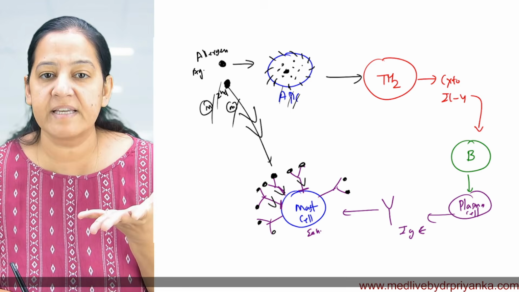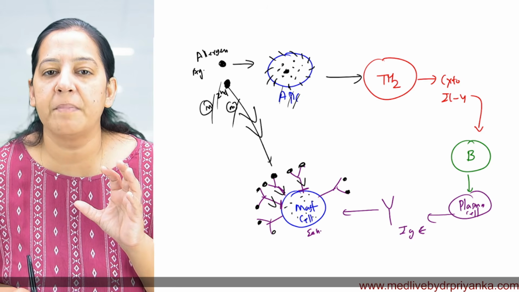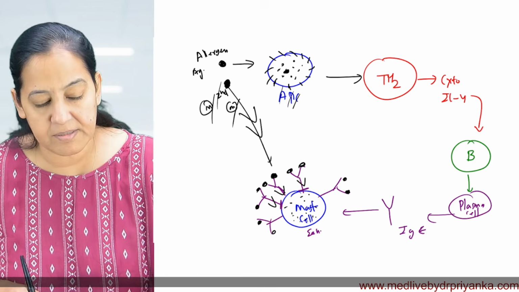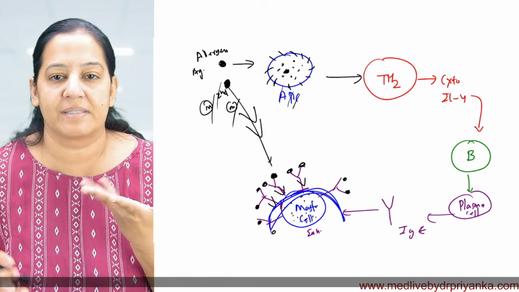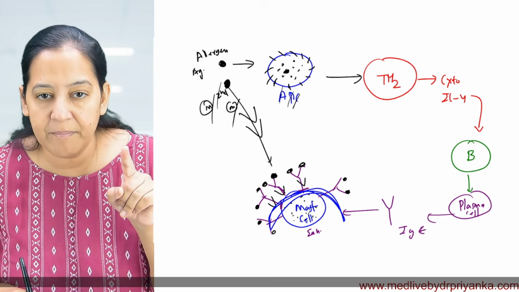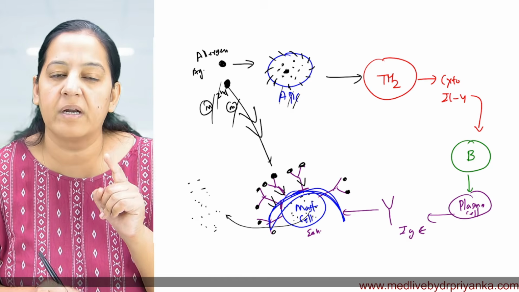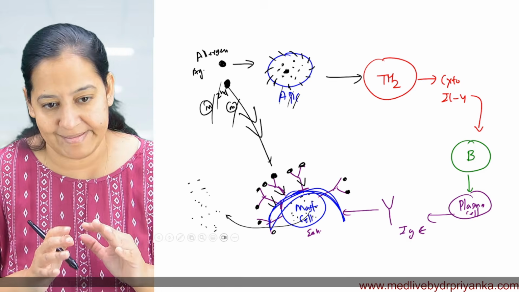The mast cell will get the signal, and inside the mast cell we have the granules. On receiving the signal, the mast cell will burst. This is known as lysis of the mast cell. Once the mast cell bursts, all the granules will be released. What do these granules contain? These granules contain many important chemical mediators.